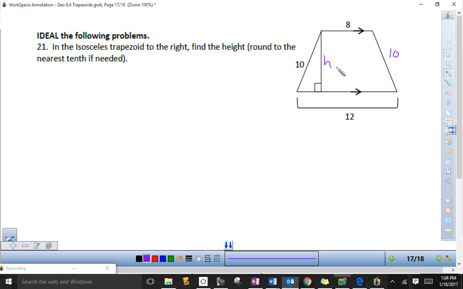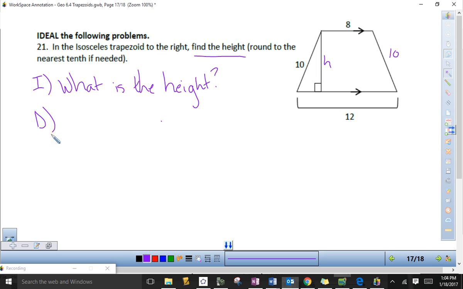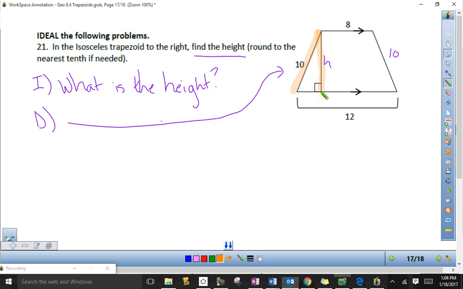Now from here, I'll be able to find out some extra information, but let's go ahead and start with our IDEAL process. I is identify what we're looking for, where it wants us to find the height. So what is the height? For part D, we usually draw a picture. Well, they already drew one for us, so I'm going to go ahead and just draw an arrow over to the right-hand side.